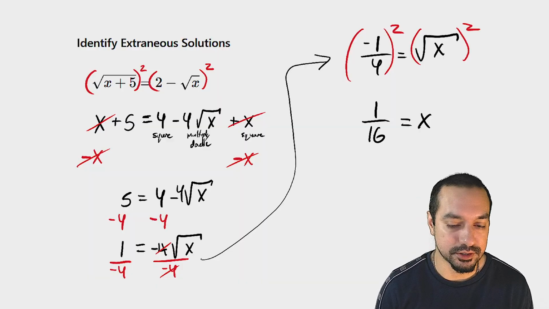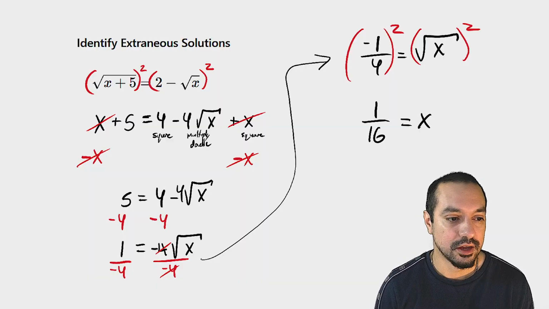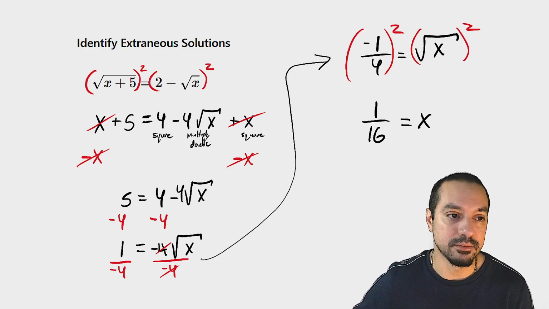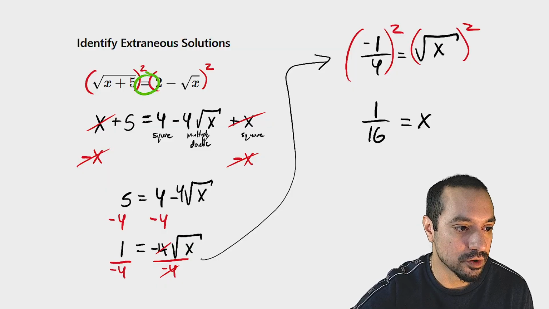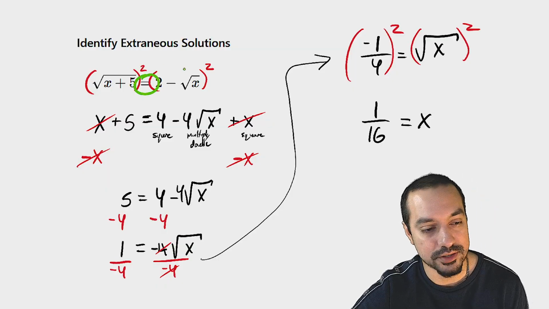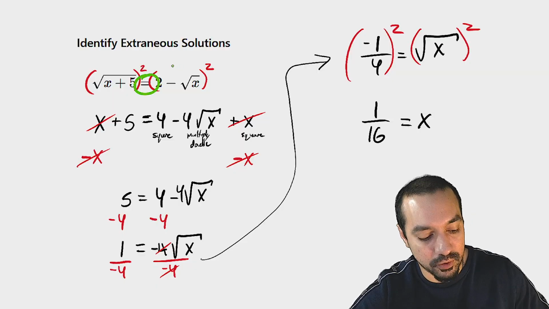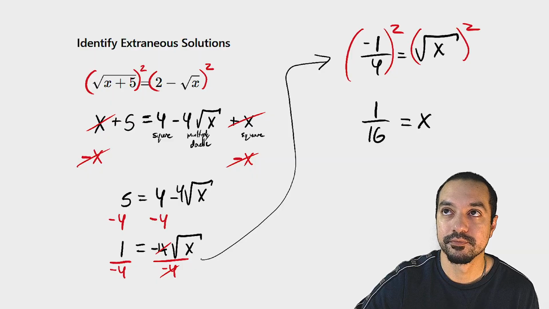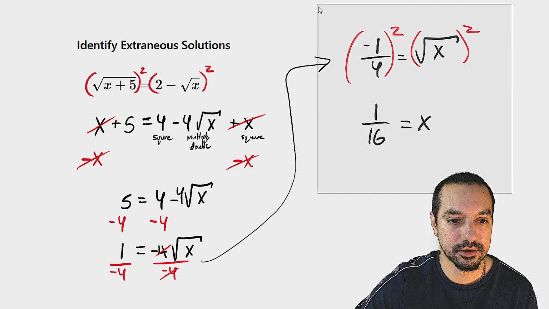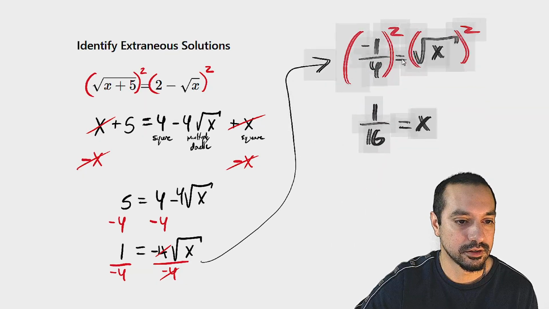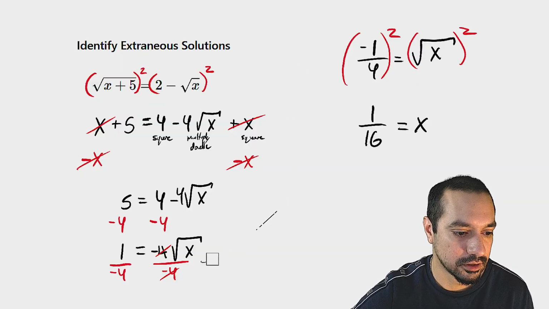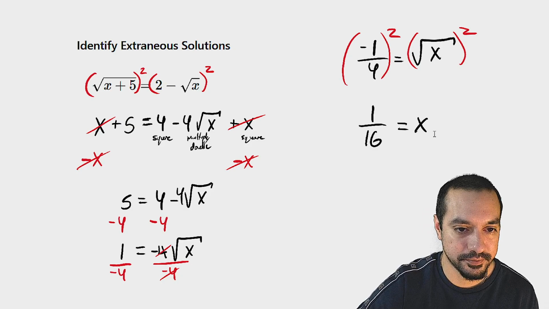All right, so I did all my work correctly. It looks like I found an answer. It looks like our answer is 1/16. But I need to check to make sure it's not extraneous. What I mean by that is it needs to make this equal sign true. The left side of the equal and the right side of the equal have to be the same when I plug this x value in. So let me test that out. I'm just going to move all this stuff over. We'll just move it here to the bottom.